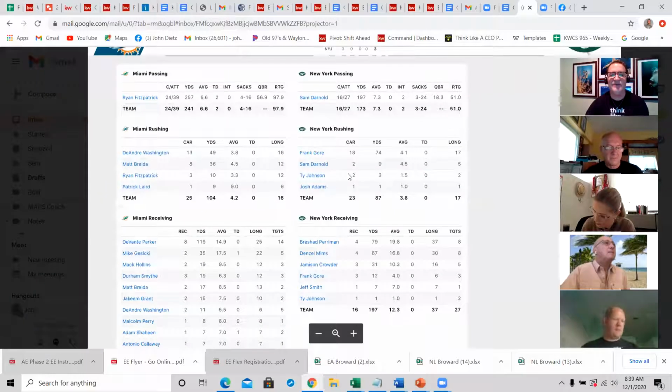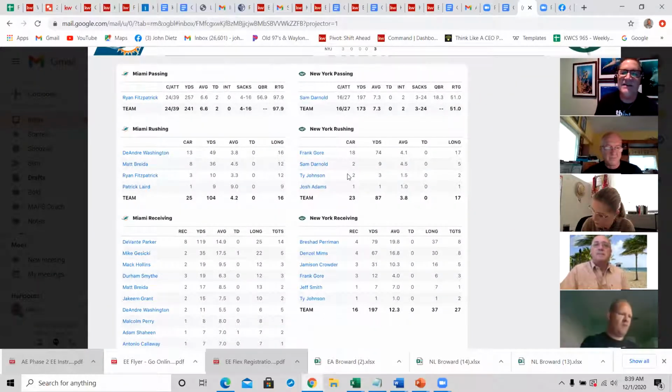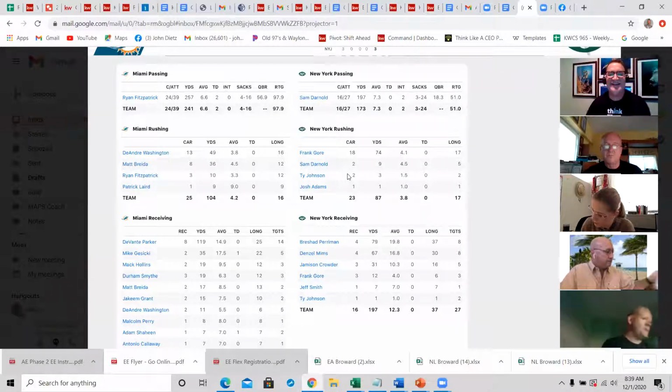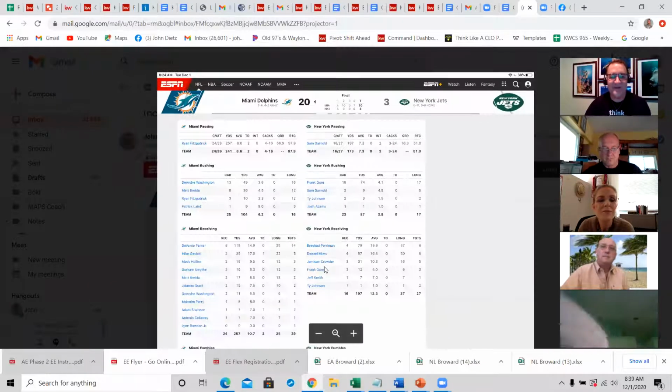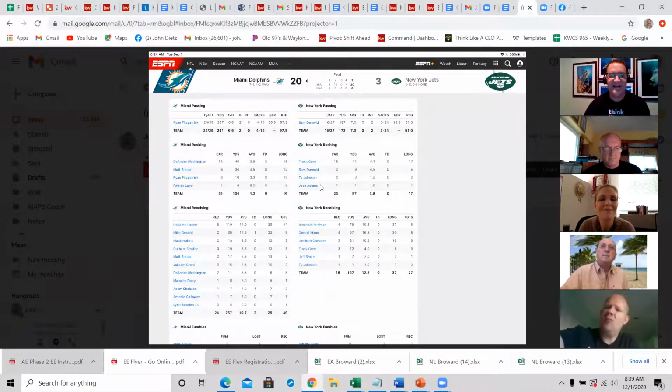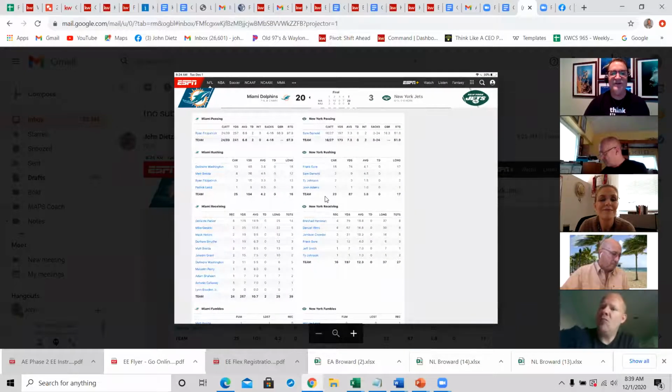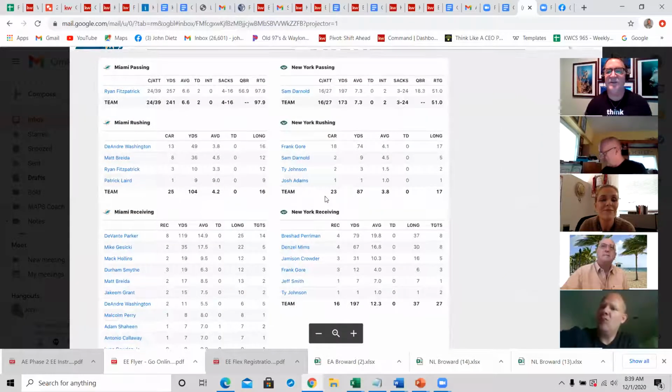So let's talk about passing, for example. The Miami Dolphins had 241 yards in passing. The New York Jets had 173 yards in passing. Rushing, the Miami Dolphins had 104, the Jets had 87. Receiving, let's see, can I make this picture a little bit smaller? Yes. 250 yards receiving to 197 yards. And let's see if it'll allow me to go any further. It doesn't.